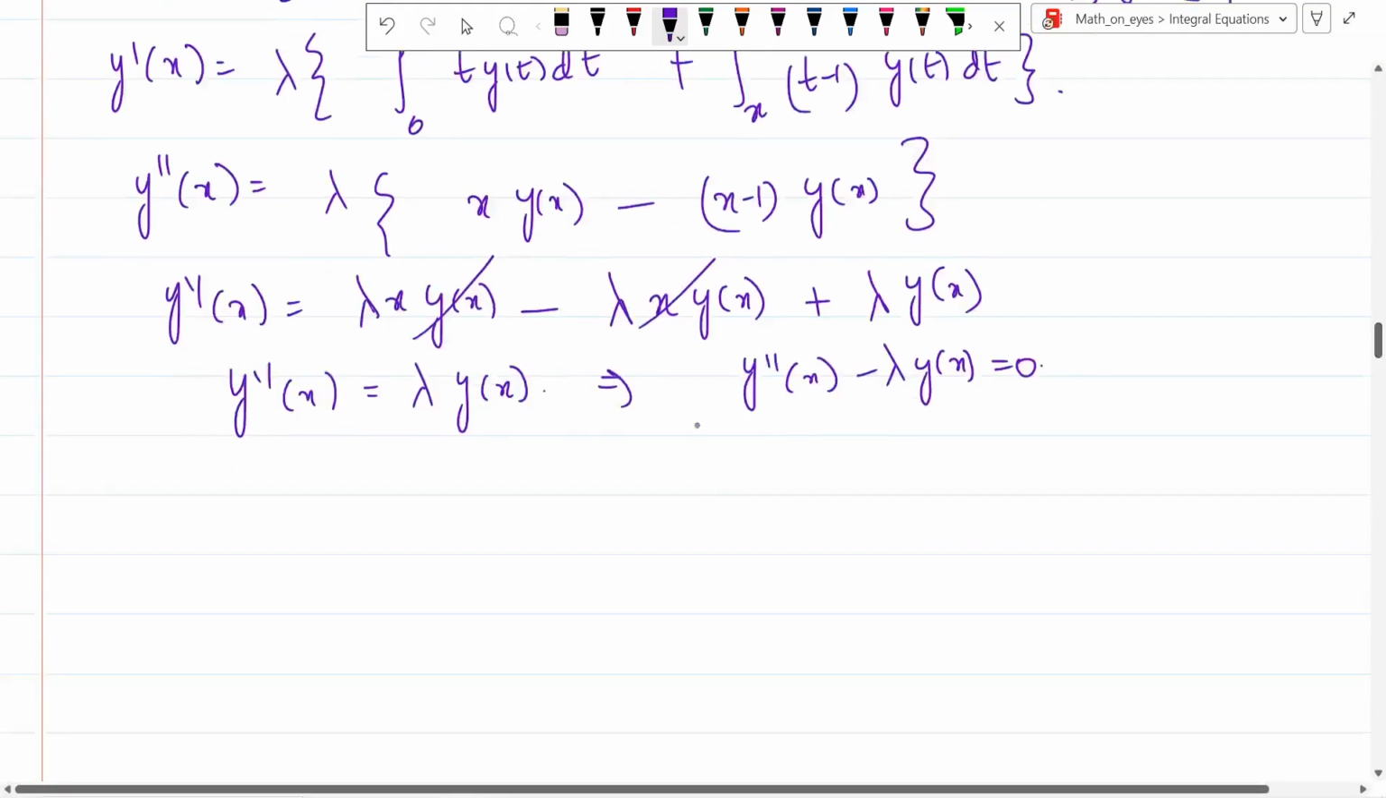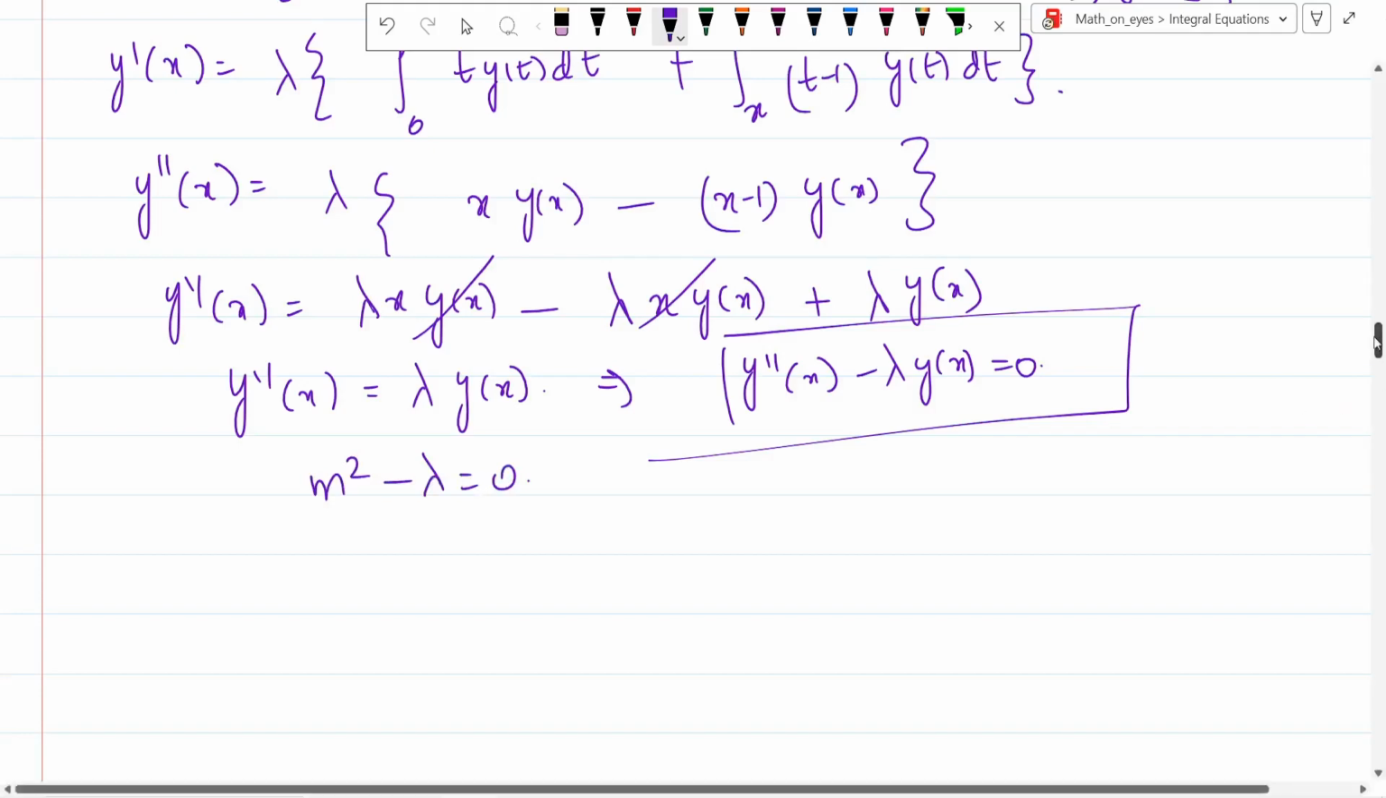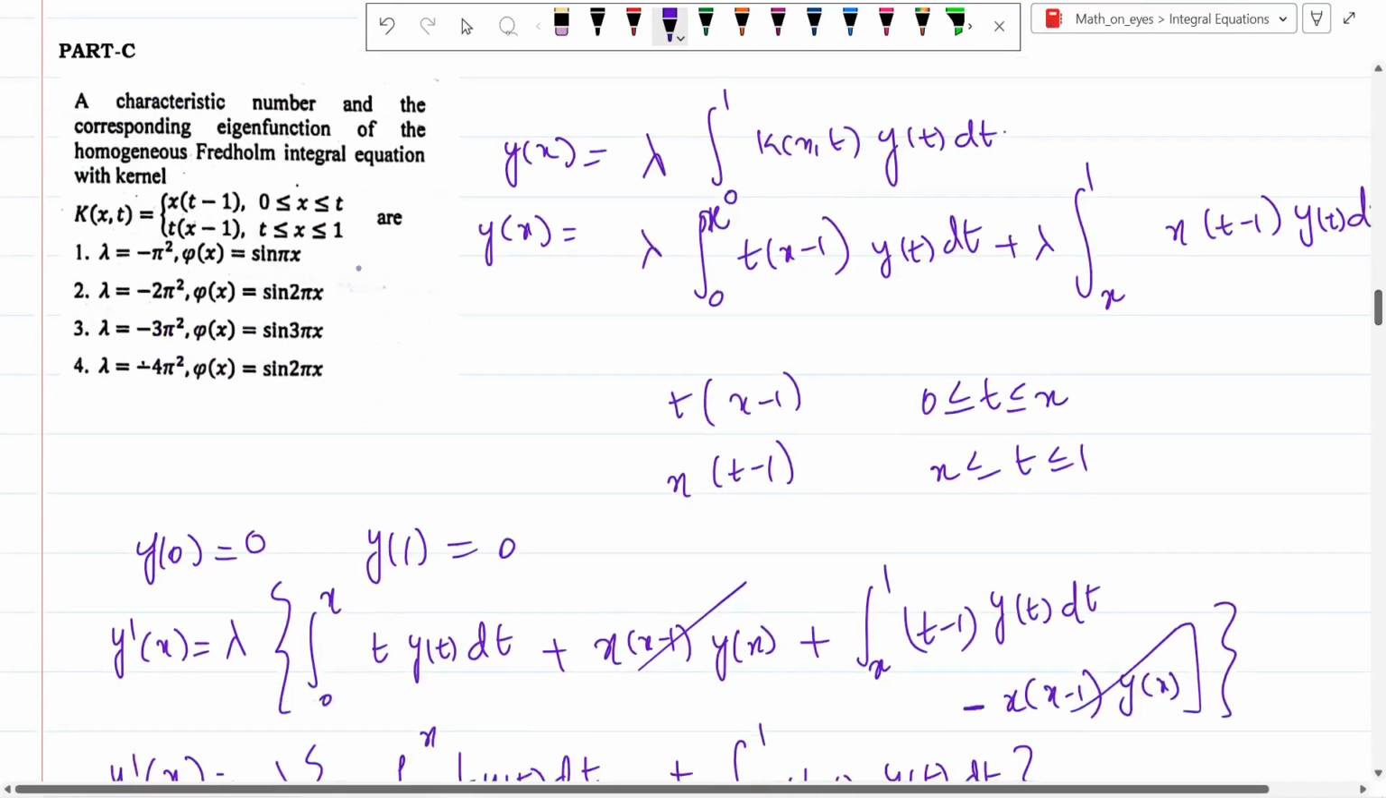So this is of the ordinary differential equation type. So I'll have this auxiliary equation for this equation as m squared minus lambda is equal to 0. So here what is the question they have asked? A characteristic number and the corresponding eigenfunction of the homogeneous Fredholm integral equation, and every lambda given in the option is in terms of pi.